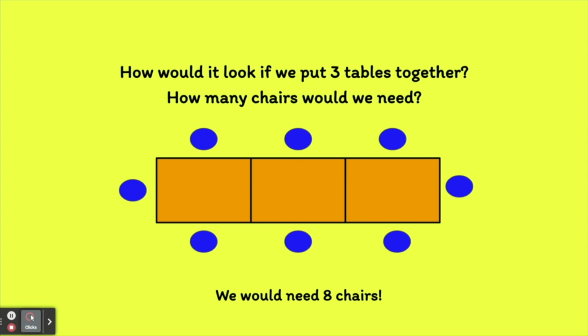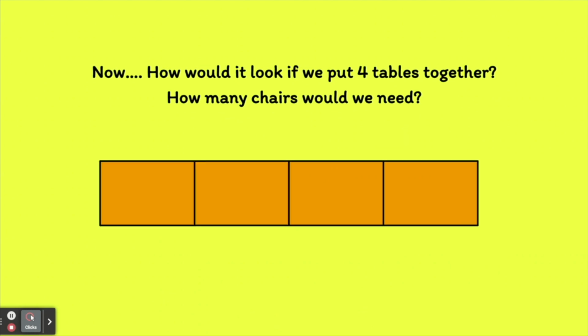1 table is 4 chairs. 2 tables is 6 chairs. 3 tables is 8 chairs. So what would be that rule? Let's keep thinking about that because we know the chairs are going up. So I want you to think about that at home.